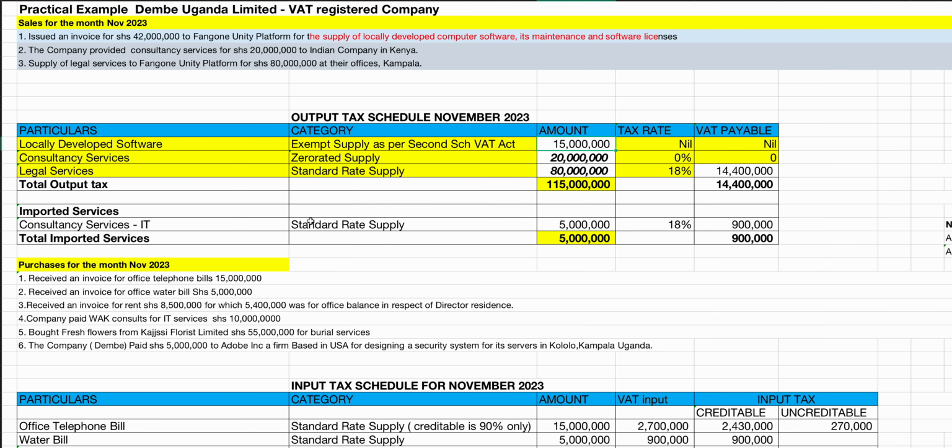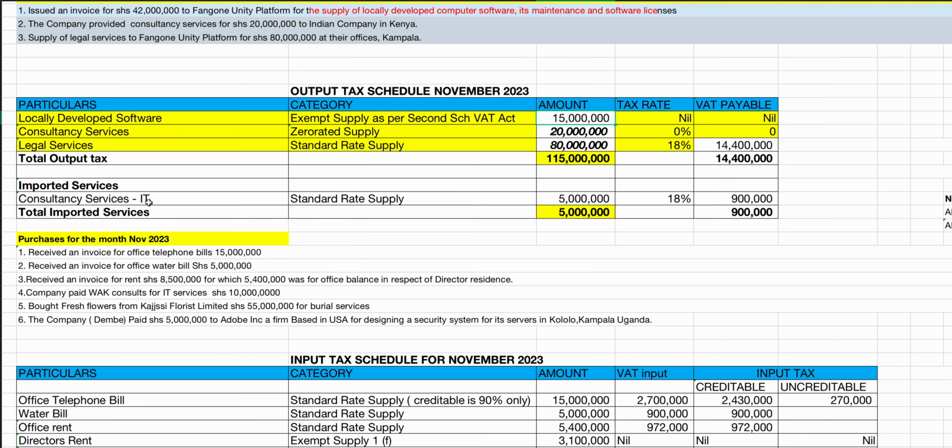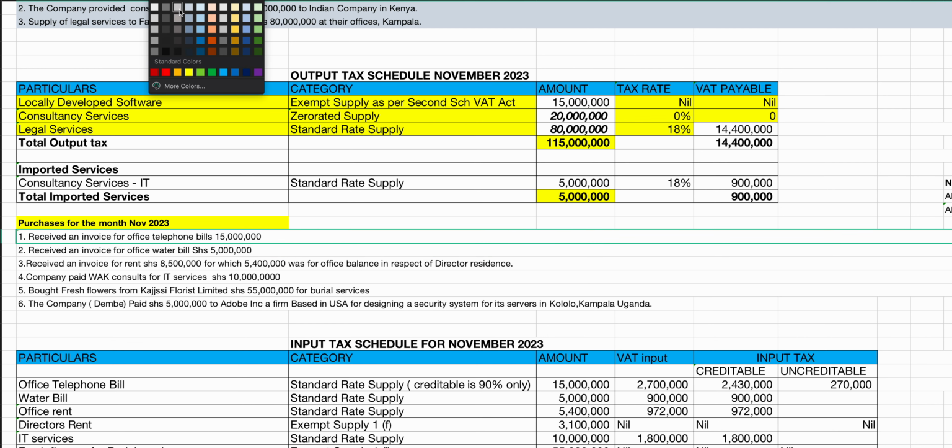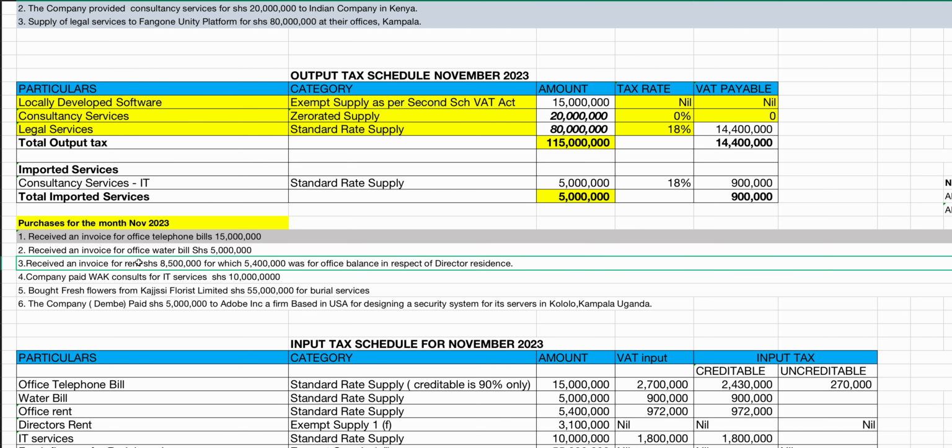Now, we proceed. We are done with the sales output for the month. We proceed to our purchases down here. We have received an invoice for office telephone bills, 15 million.